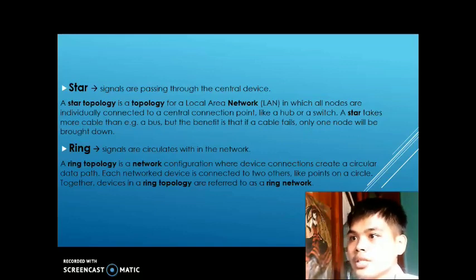Ring. Signals circulate within the network. A ring topology is a network configuration where device connections create a circular data path. Each network device is connected to two others, like points on a circle. Together, devices in a ring topology are referred to as a ring network.